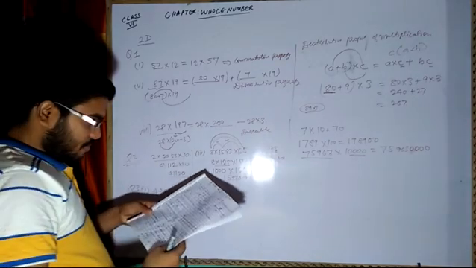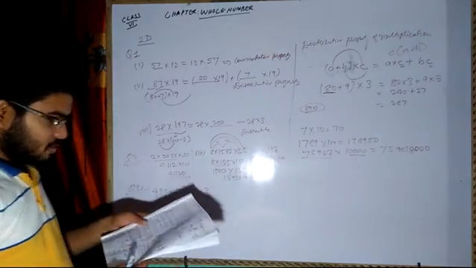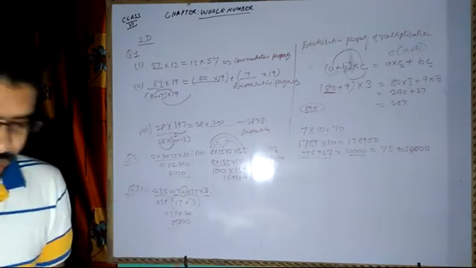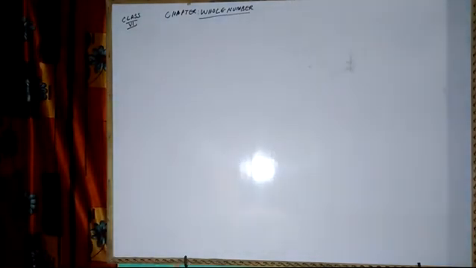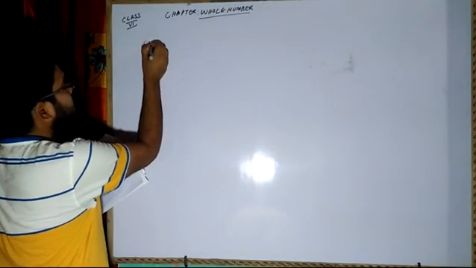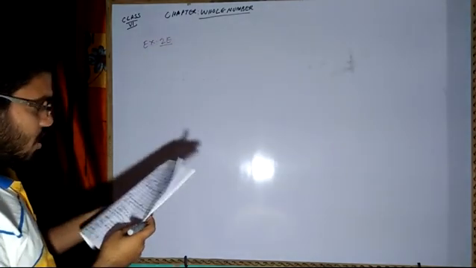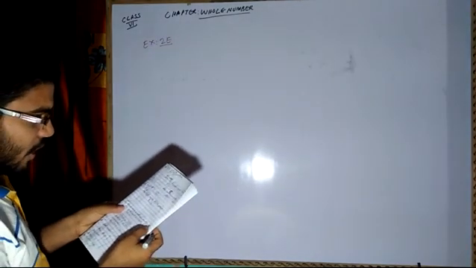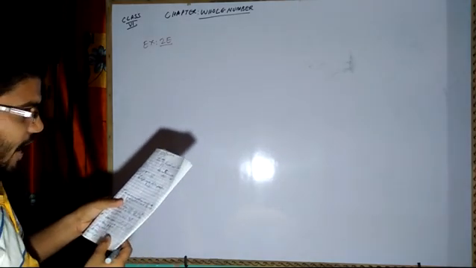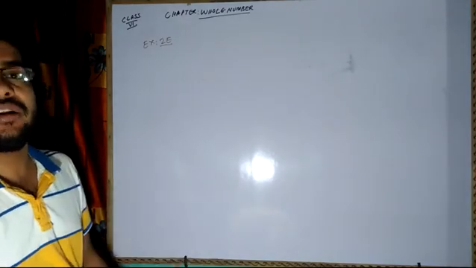Now, okay, now I will be solving exercise 2E. Let me clean the board. Now exercise 2E. Now the very first question says, on dividing a certain number by 126, the quotient is 15 and the remainder is 4. Find the number.